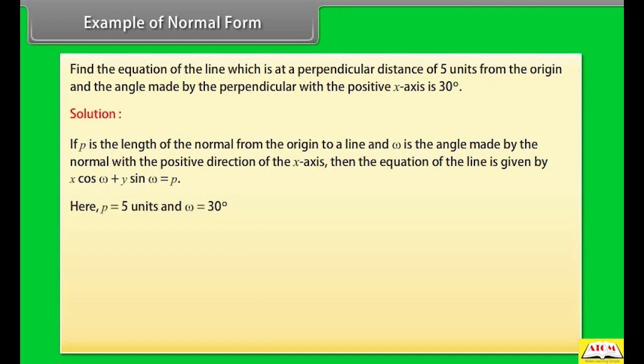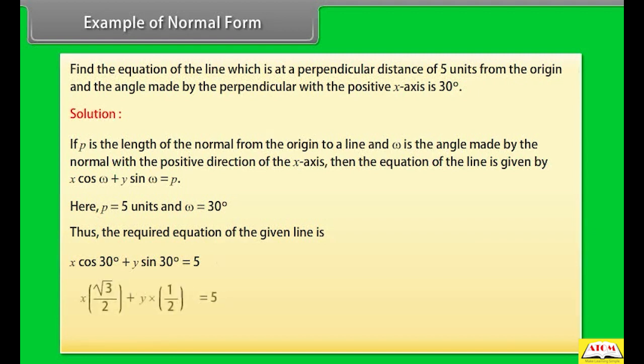Here, p = 5 units and omega = 30 degrees. Thus, the required equation of the given line is x cos 30 degrees + y sin 30 degrees = 5. It can be solved to x root 3 + y = 10.